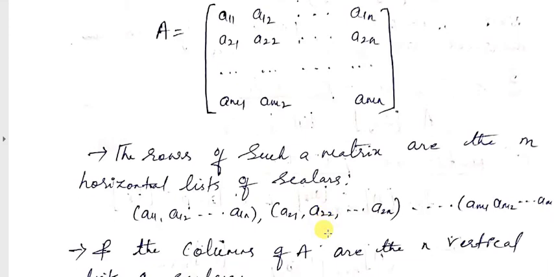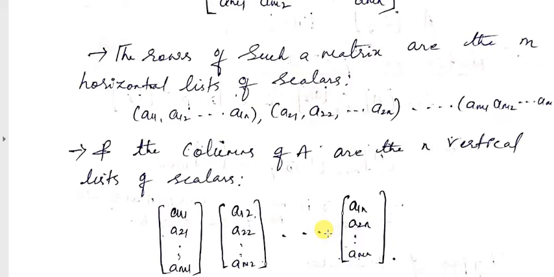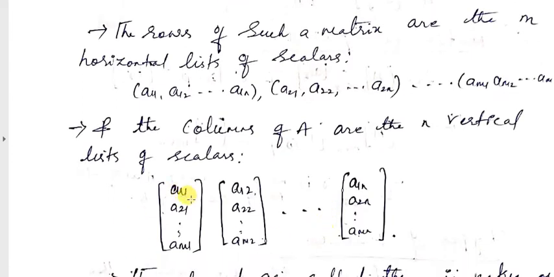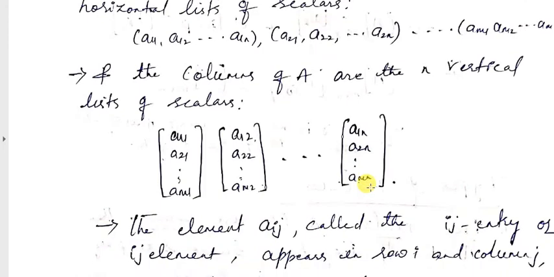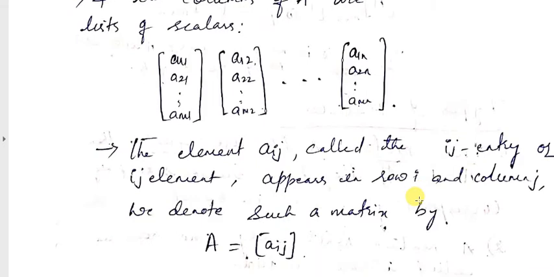And the columns of A are the n vertical lists of scalars, presented like a11, a21 and so on up to am1, a12, a22 up to am2, a1n, a2n up to amn. The element aij, called the ijth entry or ijth element, appears in the ith row and jth column. Such a matrix is denoted by A equals within parentheses aij.